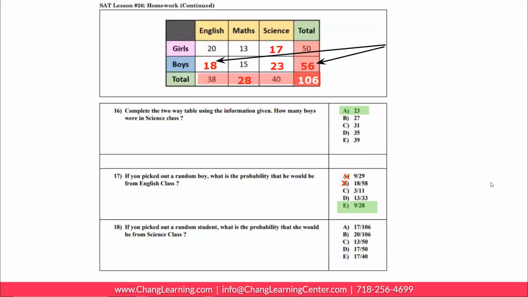Question 18, if you picked out a random student, what is the probability she would be in a science class? Sorry, I just wanted to erase the arrows. I don't want to erase that. So she must be in science class. So here we are using the total population. So be careful, because we're picking out a random student from all of the students. So that's the denominator. And then she must be a girl from science class. So from these 6 cells, we're interested in girls that attend science at that time. So the correct answer is A.